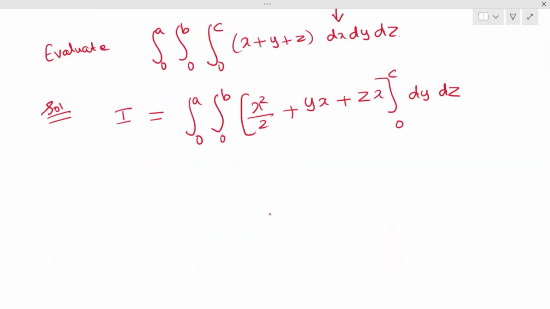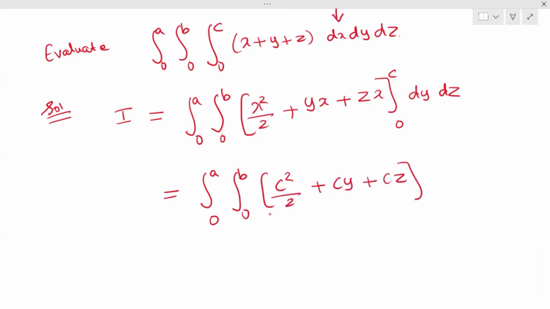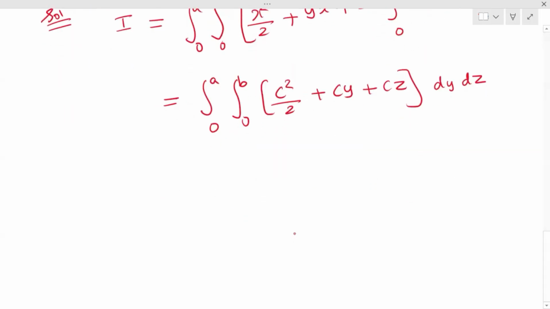Now apply the limit for x, 0 to a, 0 to b. So x equals c square by 2 plus cy plus cz, dy dz. So the inner integration is over and we have also applied the limit.